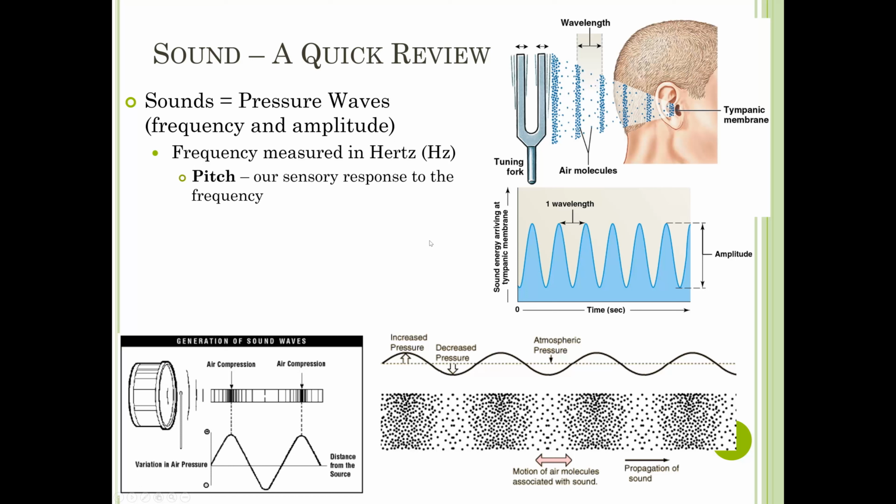And humans perceive frequency as pitch. So when you talk about high-pitched sounds or low-pitched sounds, you're talking about different frequencies. Humans can hear between 20 and 20,000 hertz. Those are the frequencies that we are able to detect, at least when we're children. As we get older, the range of frequencies that we can detect narrows as cells within our cochlea start dying.